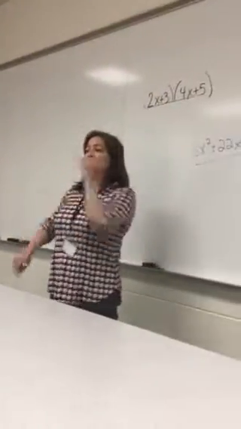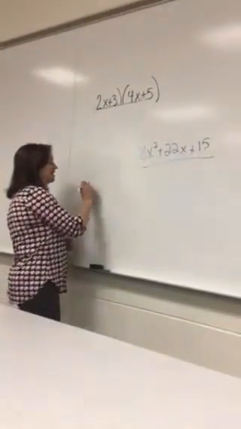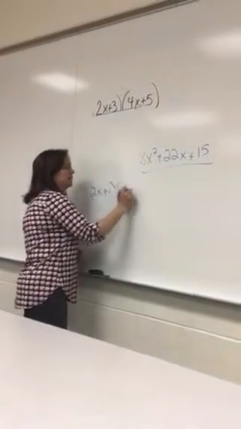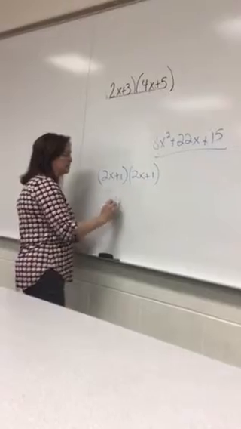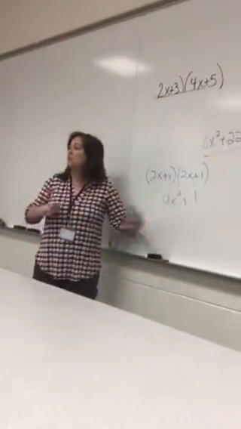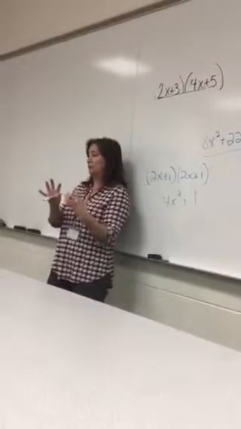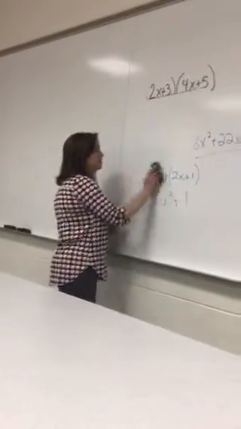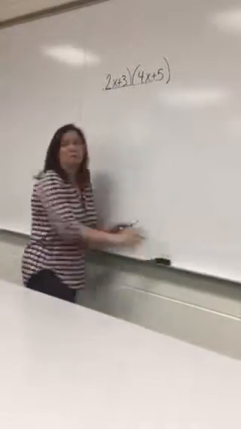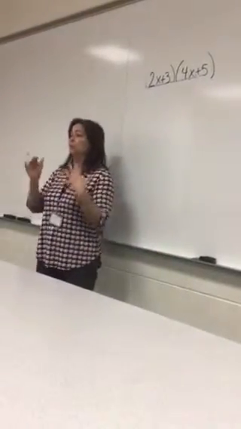Just a little aside, yesterday I asked some of you to do 2x plus 1 times 2x plus 1, and you said it was 4x squared plus 1, right? What happened was we missed some of those middle terms. So using a generic rectangle might help you so that you don't forget any of those middle terms.